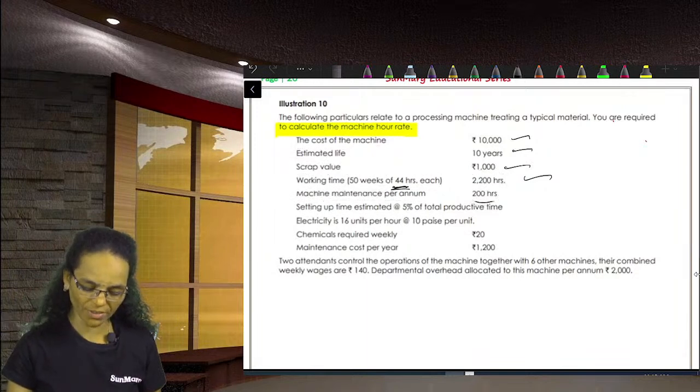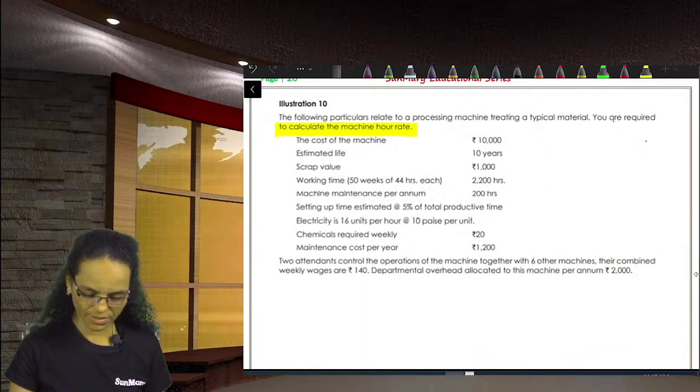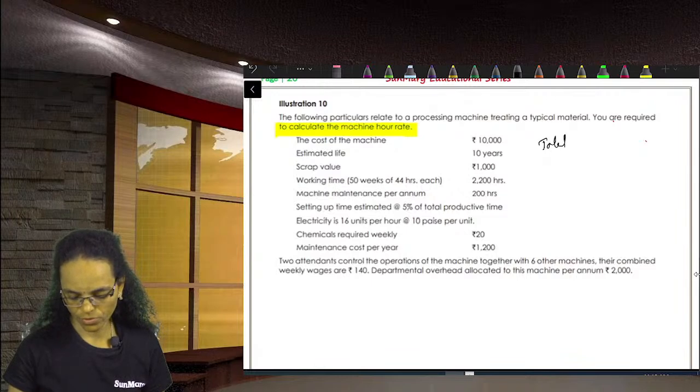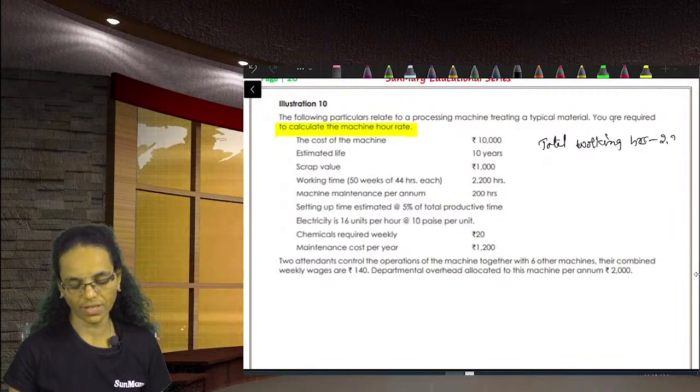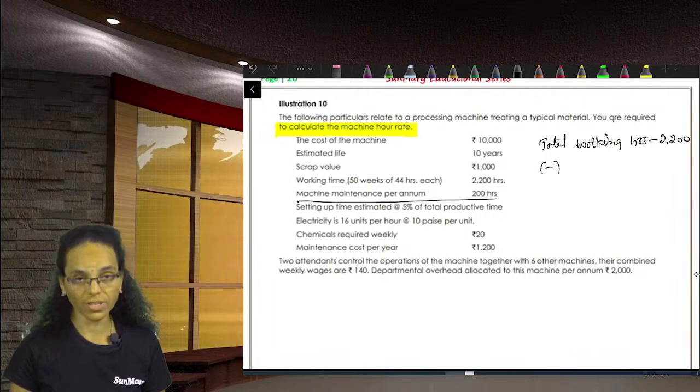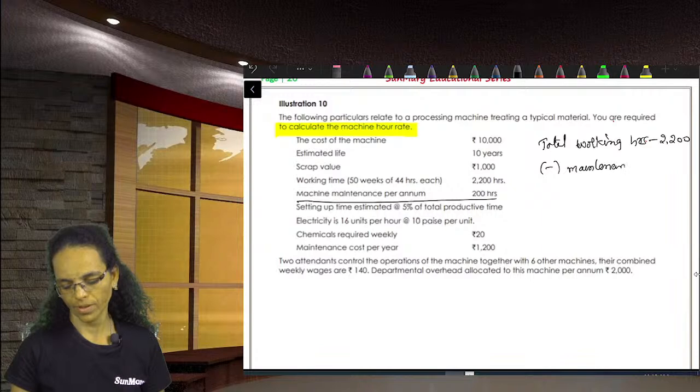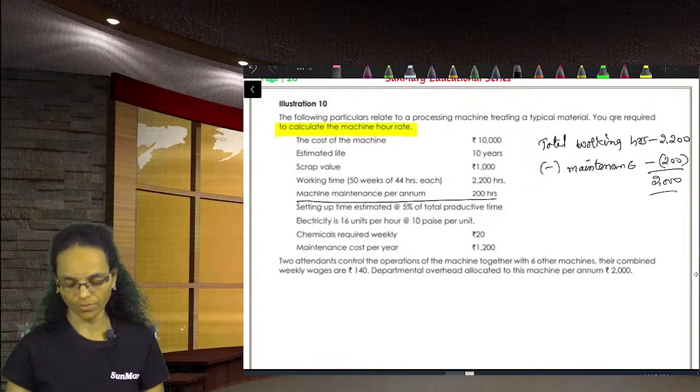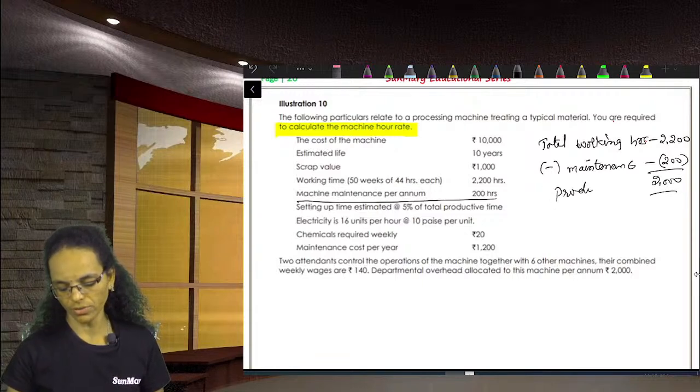Means effectively we are working how many hours? See, total working hours 2200 hours. In this 200 hours are going for the maintenance. Maintenance means 2000 hours only for the production. Production hours 2000 hours, I can say.